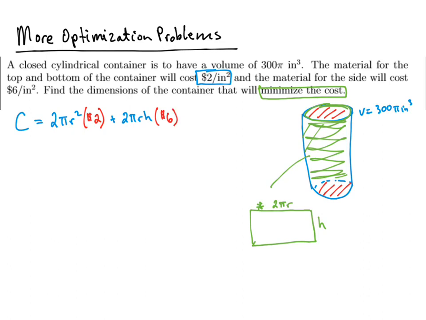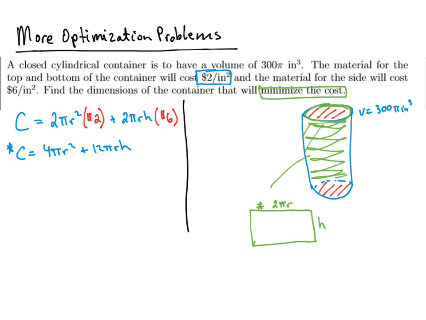Alright, so simplifying this, we're going to say the cost is going to be 4 pi r squared plus 12 pi r h. Okay, so this is the equation that we want to minimize. Now, the issue with this equation is we have two different variables. We have the radius and the height, r and h. So we're going to need another equation so that we can make a substitution and write this cost equation in terms of just a single variable.